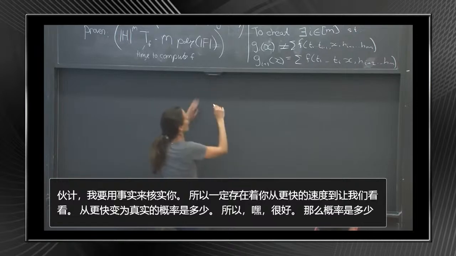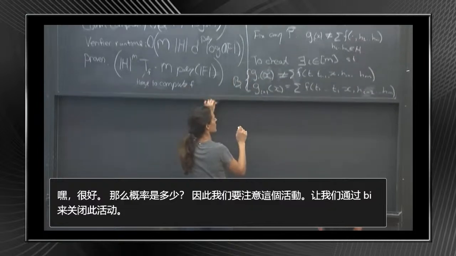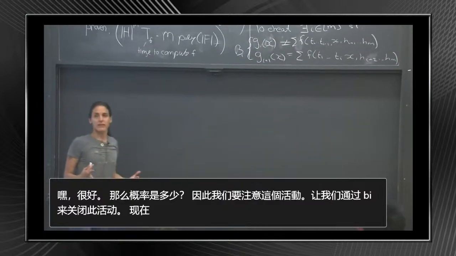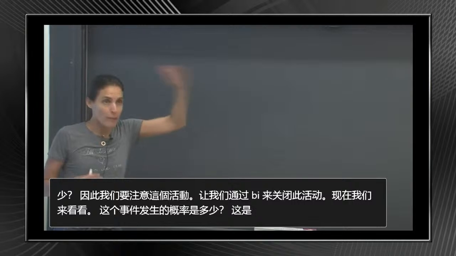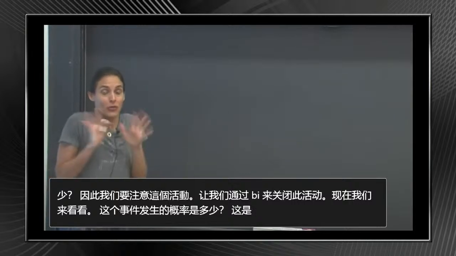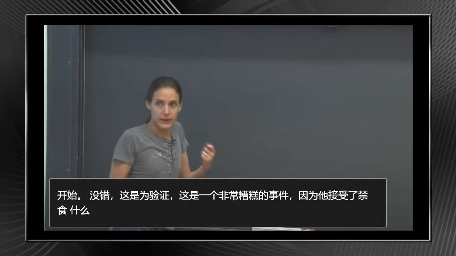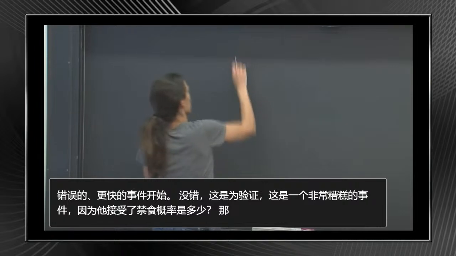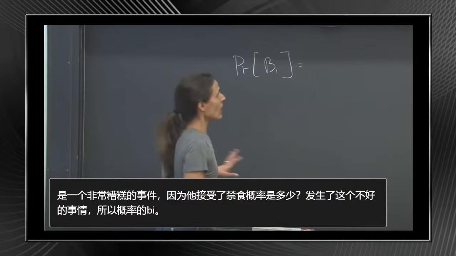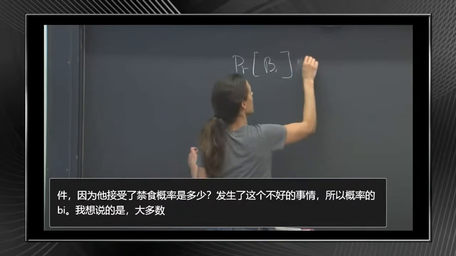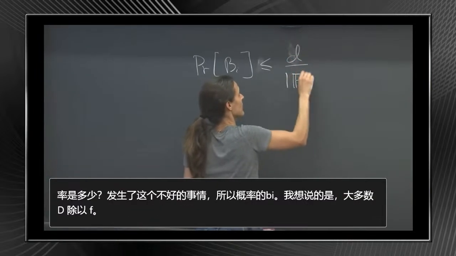Let's denote this event by B_i. This is kind of a bad event, an event where you go from incorrect, false, to true. For the verifier, it's a very bad event, because then he accepts a false statement. What is the probability that this bad event happens? I want to argue that the probability of B_i is at most d over |F|. Let's see why.